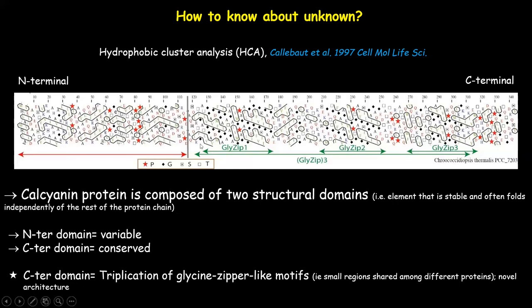And so what we could see also is that this domain here, which we call the C-terminal domain, is pretty conserved. It's very close from one cyanobacterium to another. And this one is very variable. There's a lot of sequence variation in that domain between the different cyanobacteria.